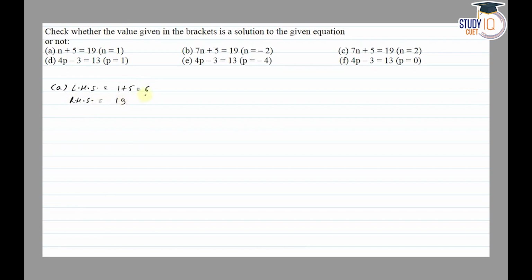19. So 6 is not equal to 19. So LHS is not equal to RHS. So this does not satisfy. So n equal to 1 is not the solution of this equation. Then B.